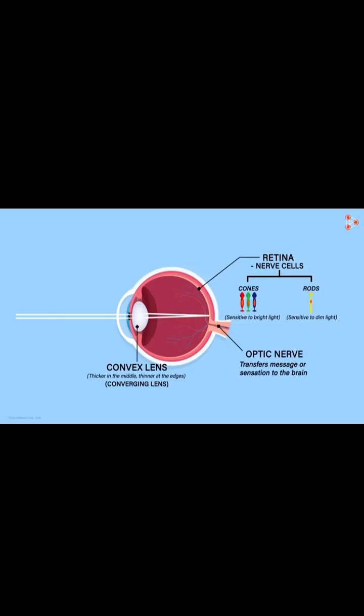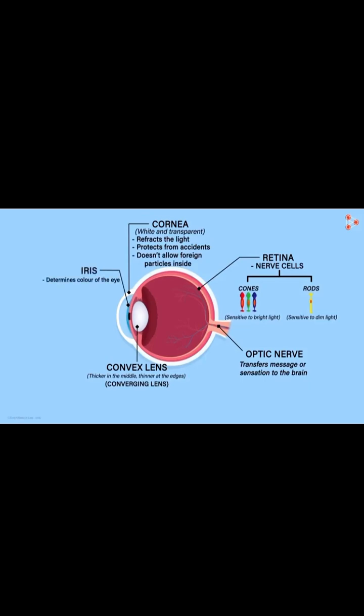Okay, let's quickly recap what we learned about the human eye. Human eye has a roughly spherical shape. The outer part of an eye, called the cornea, is a thick white transparent wall which protects the eye from accidents and keeps the foreign particles from entering inside. Behind the cornea, the colorful part of the eye, called the iris, is present. It has a small opening at the center called pupil. Iris controls the light entering through the pupil by contracting and expanding.